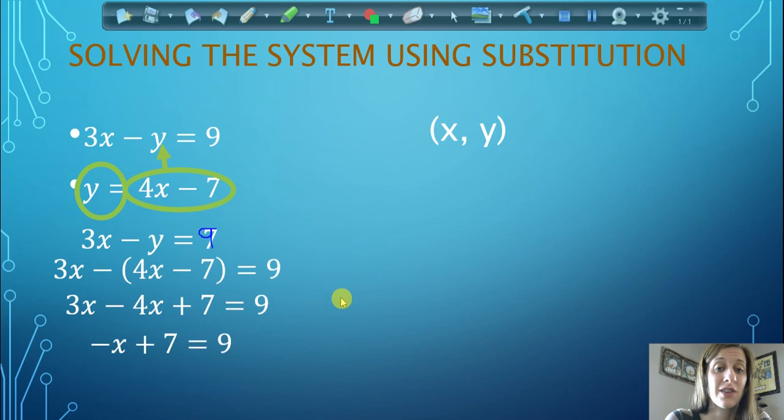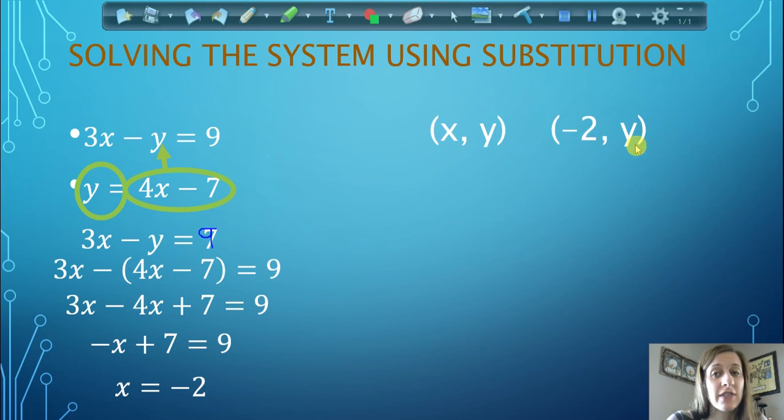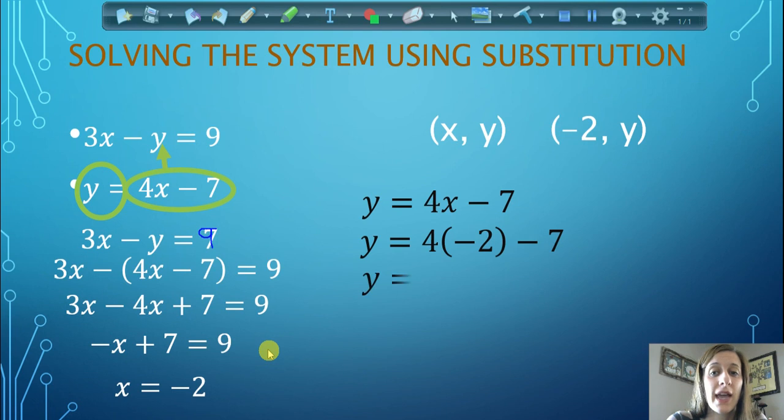7. So I'm going to combine my terms and solve, and I get that x equals negative 2. So that's the x value that I'm looking for, and now I have to find the y value. So since I'm looking for y, I'm going to go back to that y equals equation. I now know the x value is negative 2, and I get that y equals negative 15. So the ordered pair for this system will be negative 2, negative 15.